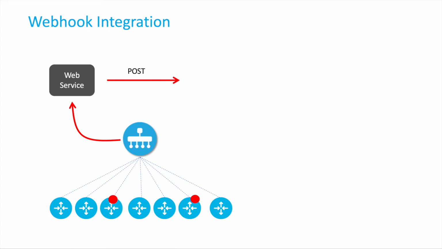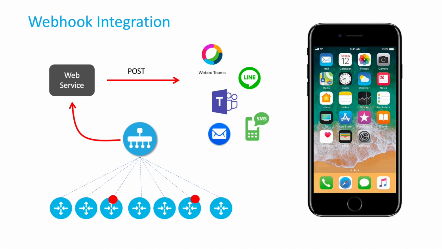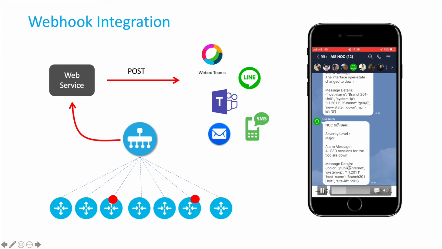In this example, we're going to push it to another third-party system, such as WebEx Teams, which is a messaging system from Cisco, or Line, which is a common messaging system used in Thailand, or Microsoft Teams, or even an SMS gateway, or even an email address. So this is an example. If you have an iPhone running, and something happens to your system, the webhook will send it to our messaging system. Once it has received the message, it pushes here that the tunnel is down, so you can know from your messaging system. So let's see how we configure that.